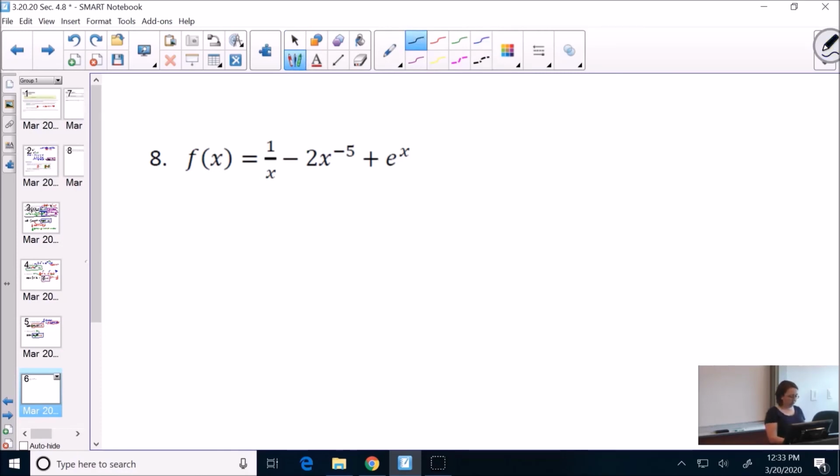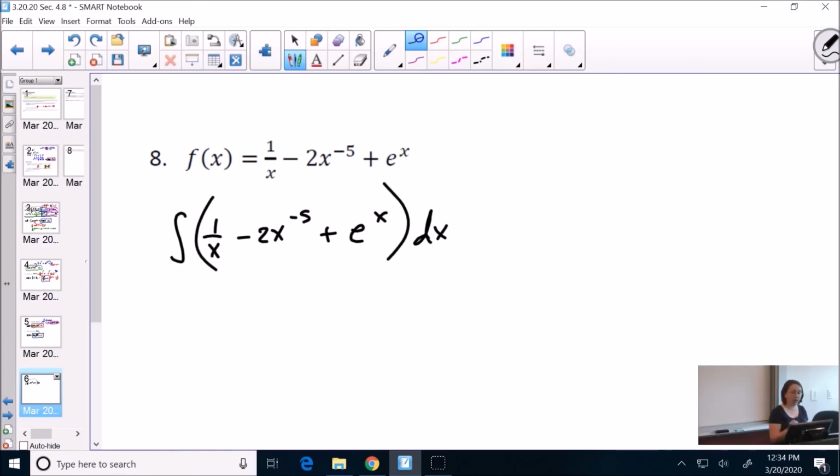Alright, here's another one. Oh, multiple terms. When we do derivatives and we have multiple terms, we deal with each term individually. Same thing for antiderivatives. We're going to deal with each one of these individually. So what is the antiderivative of this function? We're going to integrate 1 over x minus 2x to the negative 5 plus e to the x dx.